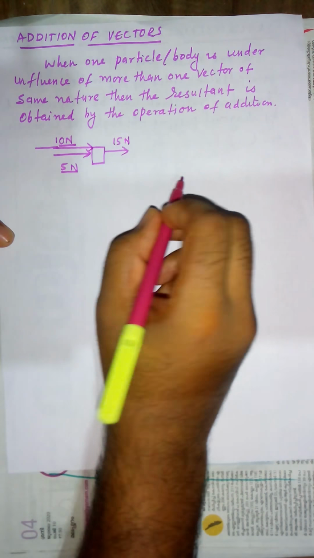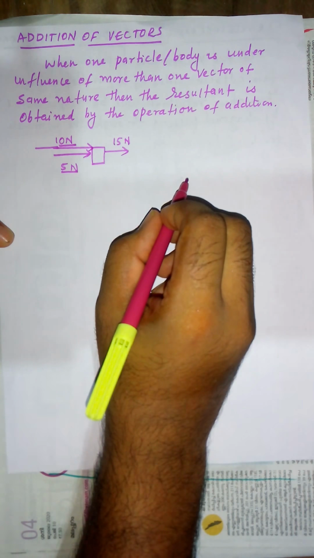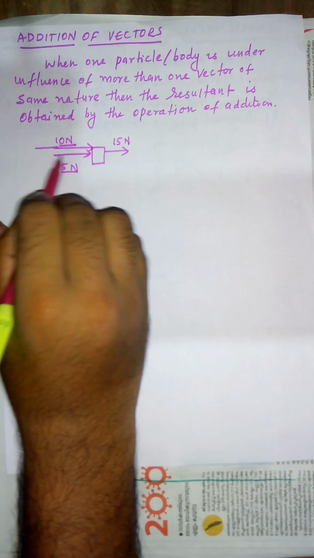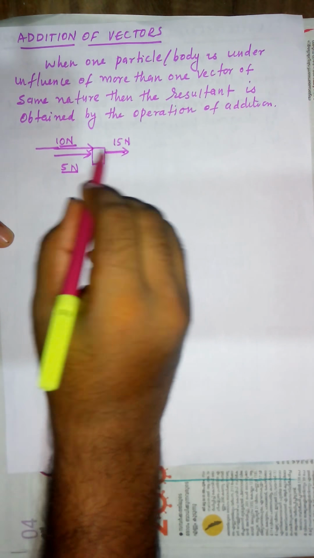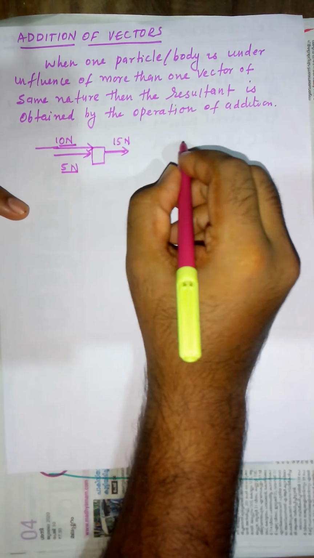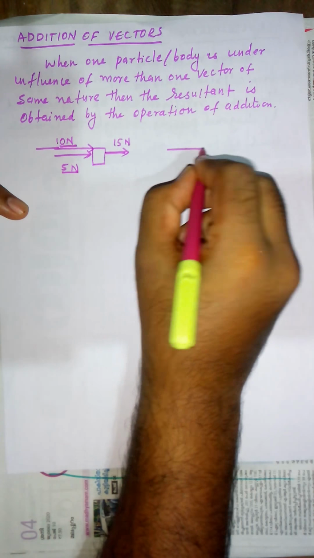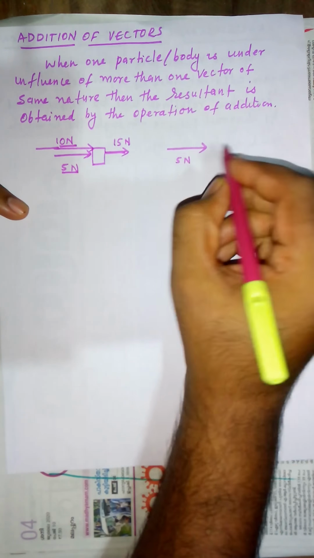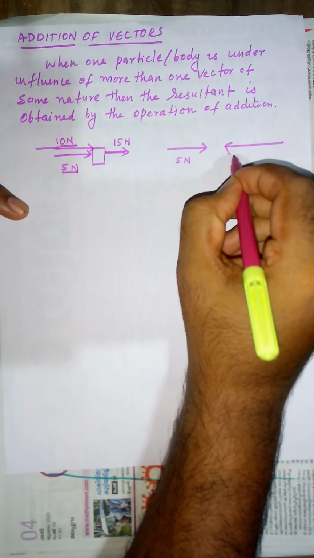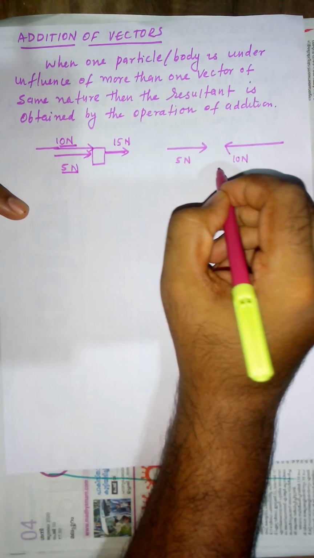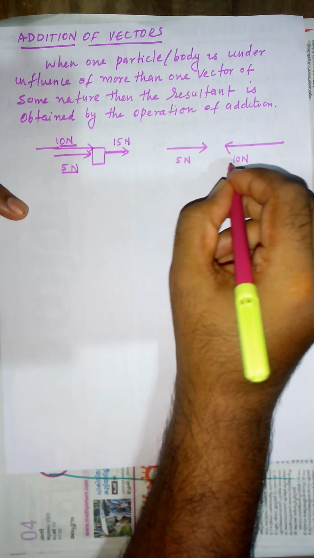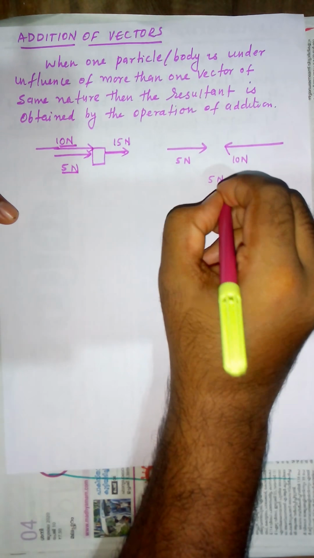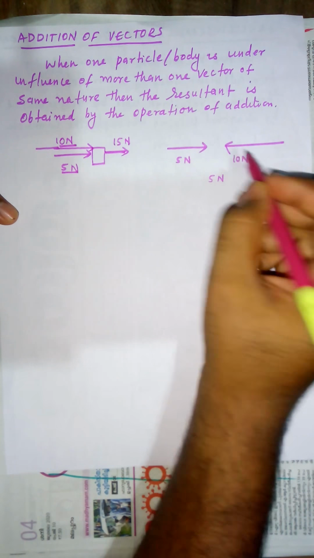Okay, so if two vectors of the same nature are acting in the same direction, then the resultant vector will also be in the direction of the original vectors, and the total magnitude will be the sum of the two vectors. Okay, so this is the thing. Now suppose these two forces are acting in the opposite direction. Suppose a 5 Newton force is acting in this direction and a 10 Newton force is acting in this direction. Then how much will be the resultant? Resultant means the sum, the total effect. How much will be the resultant? Resultant will be 5 Newton only, because both are in the opposite direction.